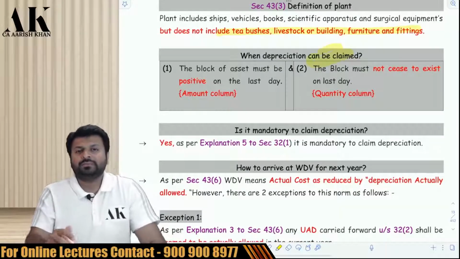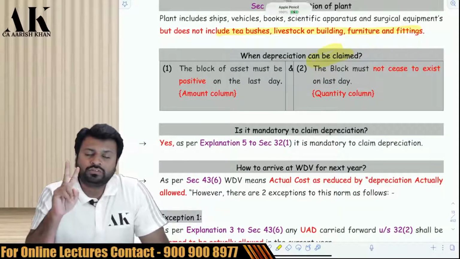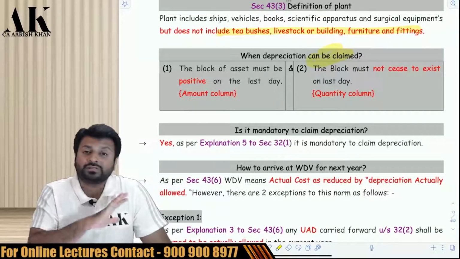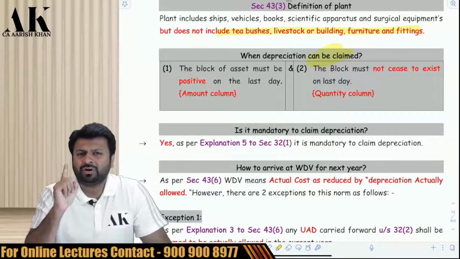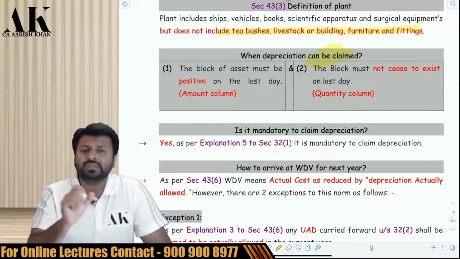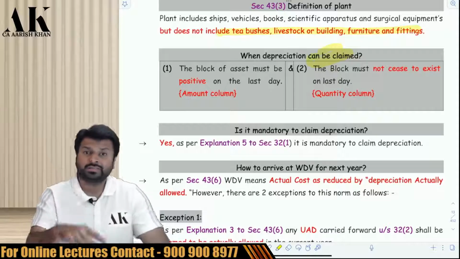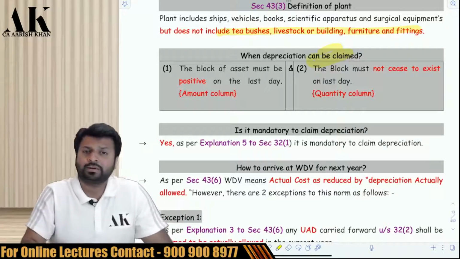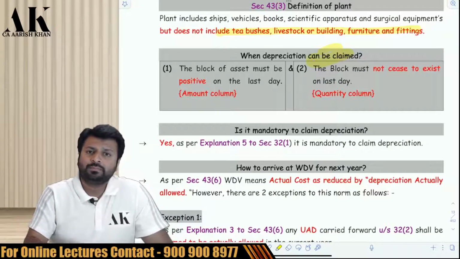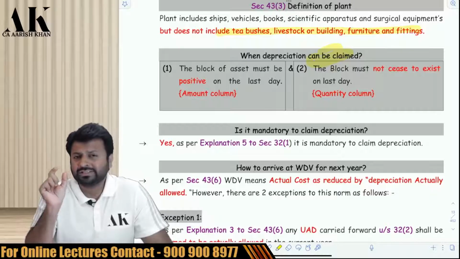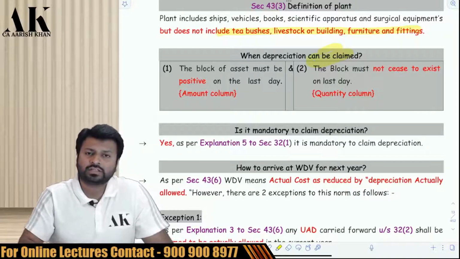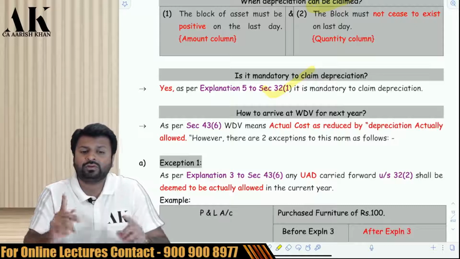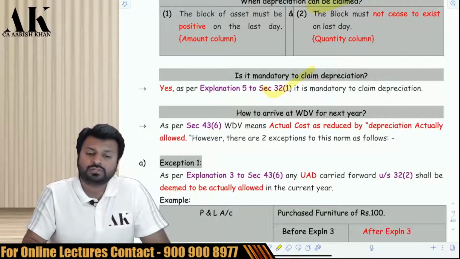Next, for claiming depreciation under a block, you need to fulfill 2 conditions. First, your block must be positive on the last day of the previous year and your block must not cease to exist. There has to be at least 1 quantity in the block of asset and the amount column has to be positive. Then only you will get depreciation. If either of the conditions is not fulfilled, then you will be chargeable with short-term capital gains as per block of asset. If the block becomes negative or becomes 0, then you will be chargeable to capital gains under section 50. Is it mandatory to claim depreciation? Yes, it is mandatory to claim depreciation as per the income tax. You have to claim depreciation. There is no option available with you.